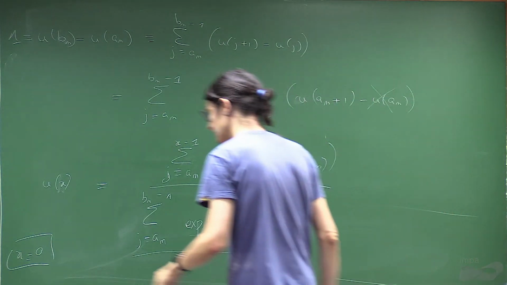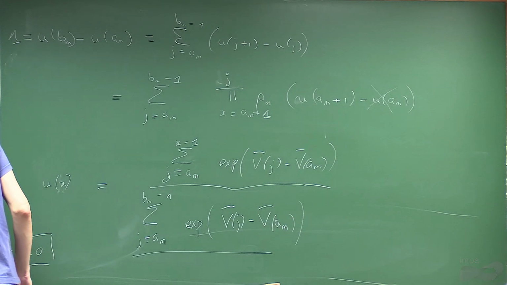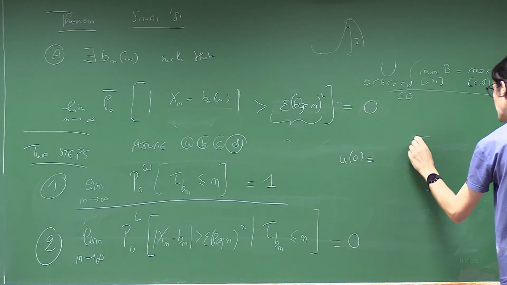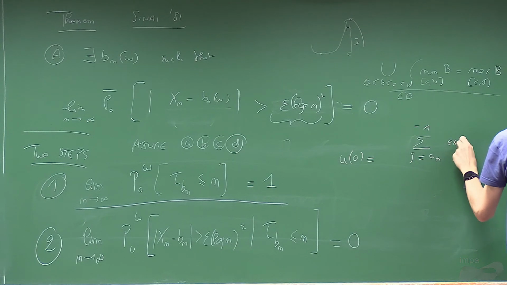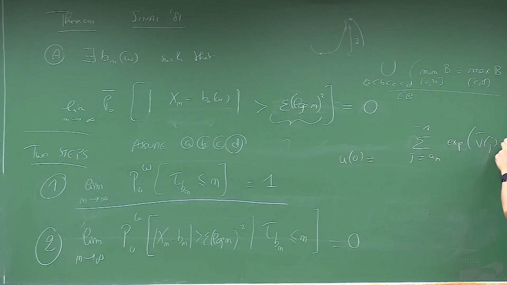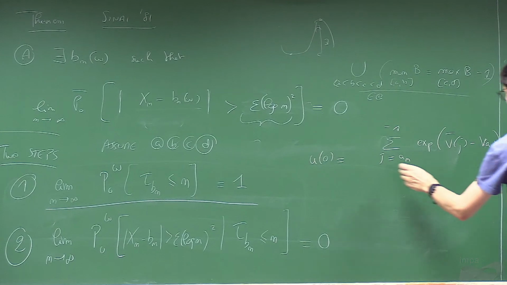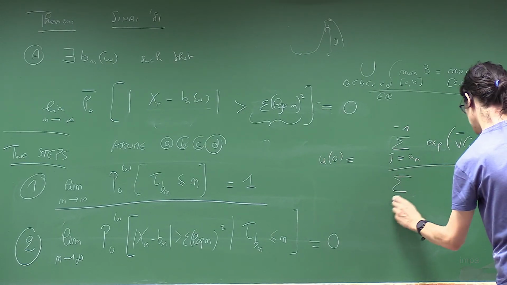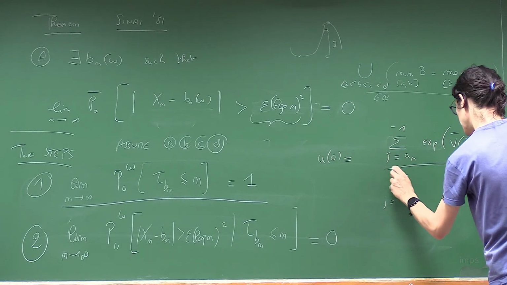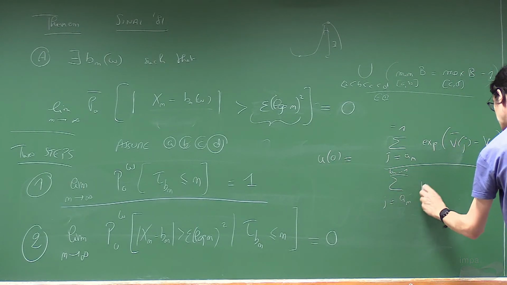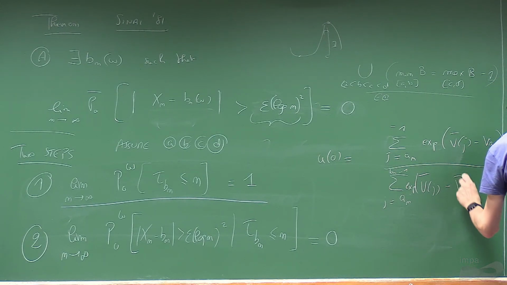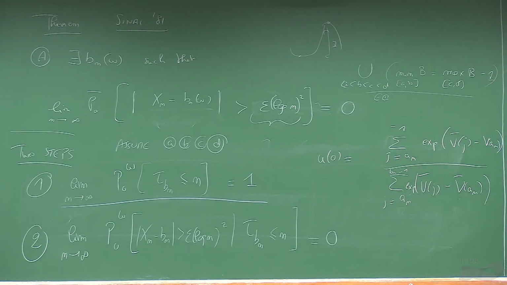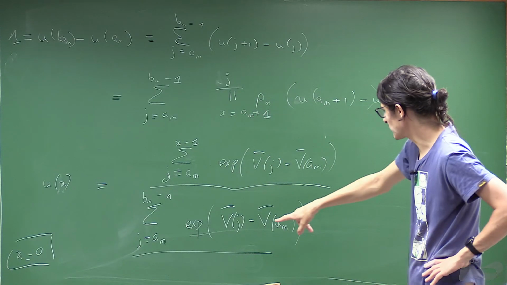Okay, so u0 is equal to sum over j from an to bn minus 1 of exponential of vj minus van. And here I have sum over j from an to bn minus 1 of exponential of vj minus vn. Okay, so I think the important thing is to check what's the biggest term here.